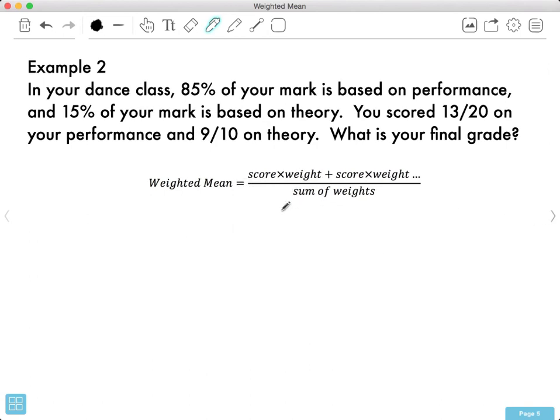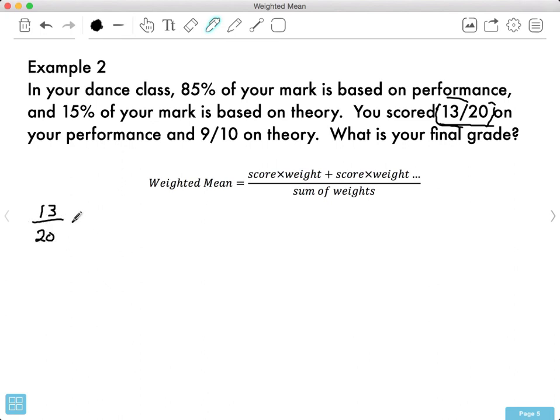A trickier kind of question is when they give you your score not as a percent, but as a score out of a certain number. So in your dance class, 85% of your mark is based on performance, actually dancing, and 15% of your mark is based on theory, the stuff you learn in the books. So you scored 13 out of 20 on your performance and 9 out of 10 on theory. What's your final grade? If you have a question like this where your scores are fractions themselves, it's probably easier to convert them both to percents first.